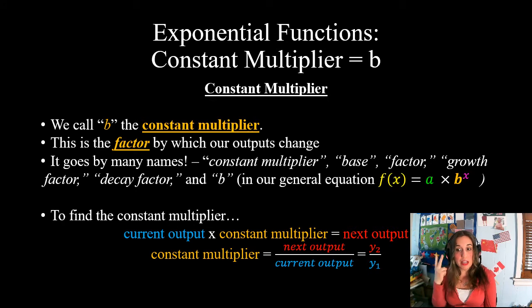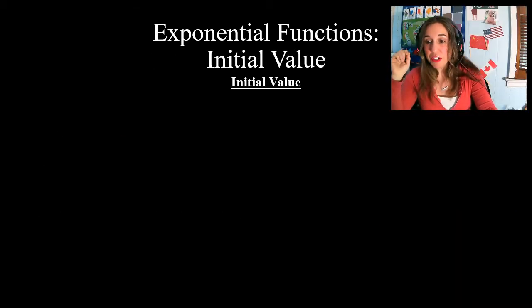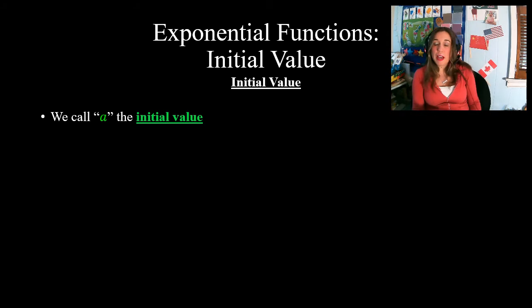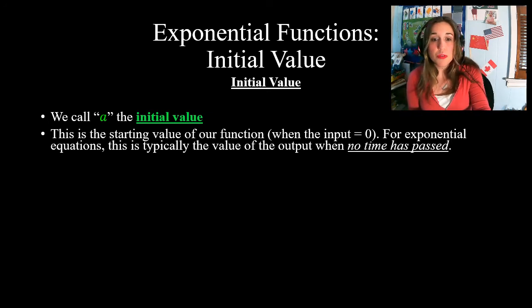Now let's talk about that second really important piece of information, the initial value, the y-intercept. So our initial value is what we refer to as a in our general equation, f of x equals a times b to the x. And it's exactly what it sounds like, you guys. This is the starting value of our function, initial value, starting value. It's when the input is equal to 0. So for exponential equations, this is typically the value of the output when no time has passed.